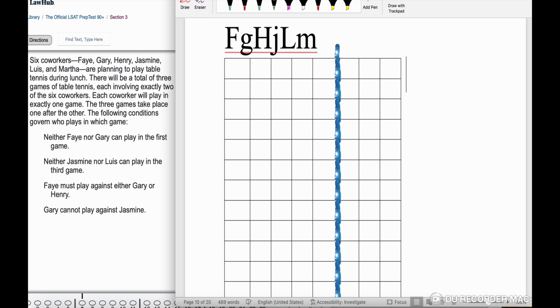So we're going to have F or G can play in the first game. Neither J nor L can play in the third game.